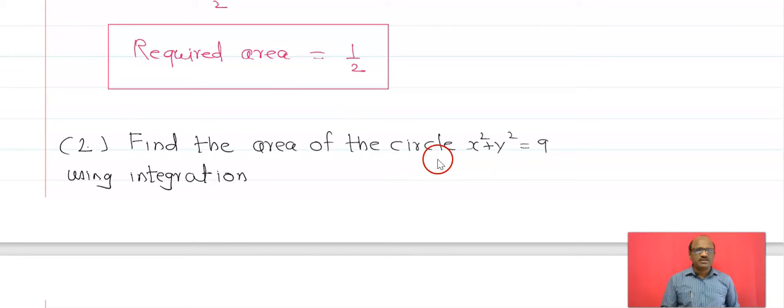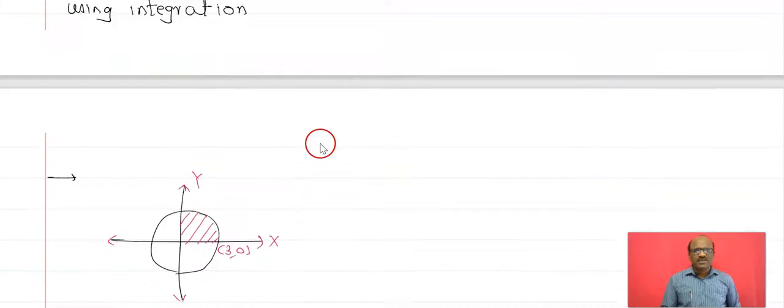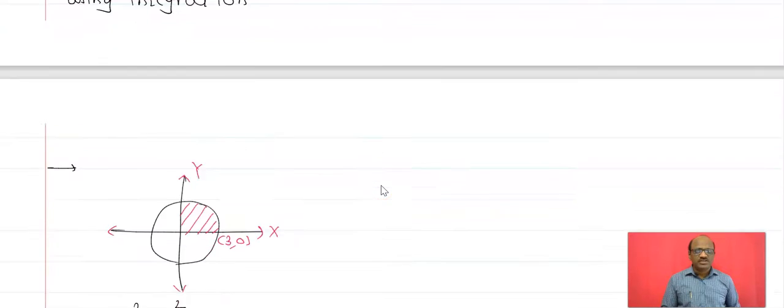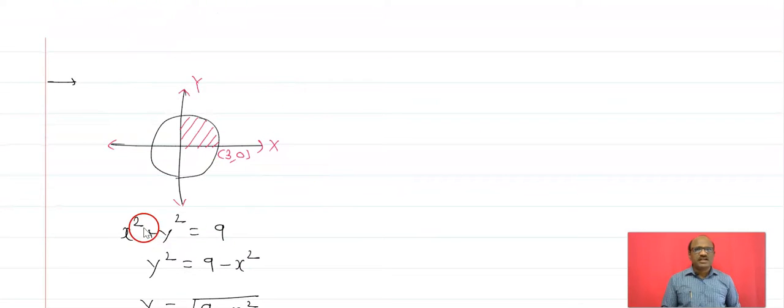Find the area of the circle x square plus y square is equal to 9 using integration. We can find this area by using our formula, that is, the area of the circle is equal to pi r square. But how to find it by using integration? Now see, this is the standard circle whose center is at the origin 0, 0, and the radius of this circle is 3.